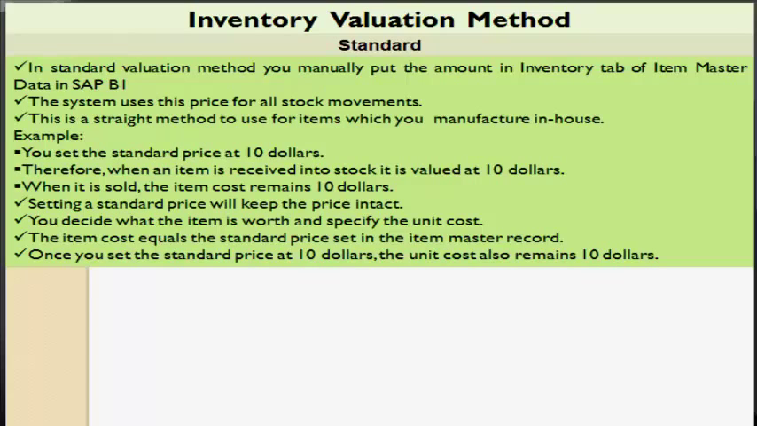An example would be you set the standard price at $10. Therefore, when an item is received into stock, it is valued at $10. When it is sold, the item cost remains $10. Setting a standard price will keep the price intact. You decide what the item is worth and specify the unit cost. So if you buy this item, say for $11 next time, the $1 difference is posted in a variance account and the item cost remains $10.